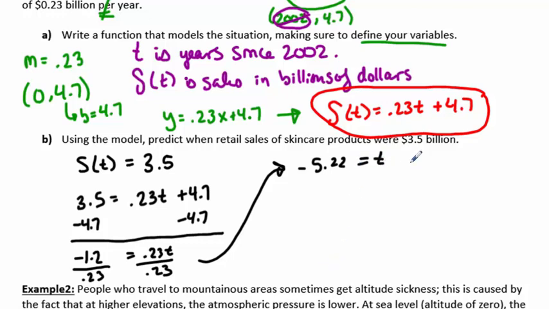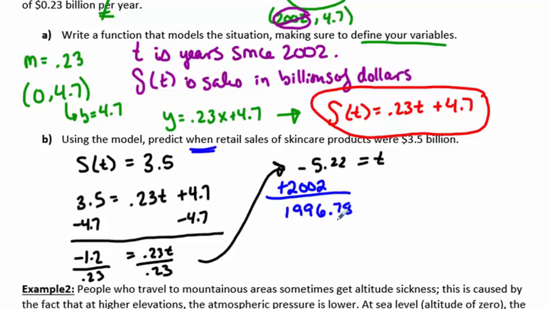All right, that doesn't quite answer the question. The question asks when. When is going to be a year value, but I know that this is the number of years since 2002, so if I add 2002 to that, you'll come up with 1996.78.